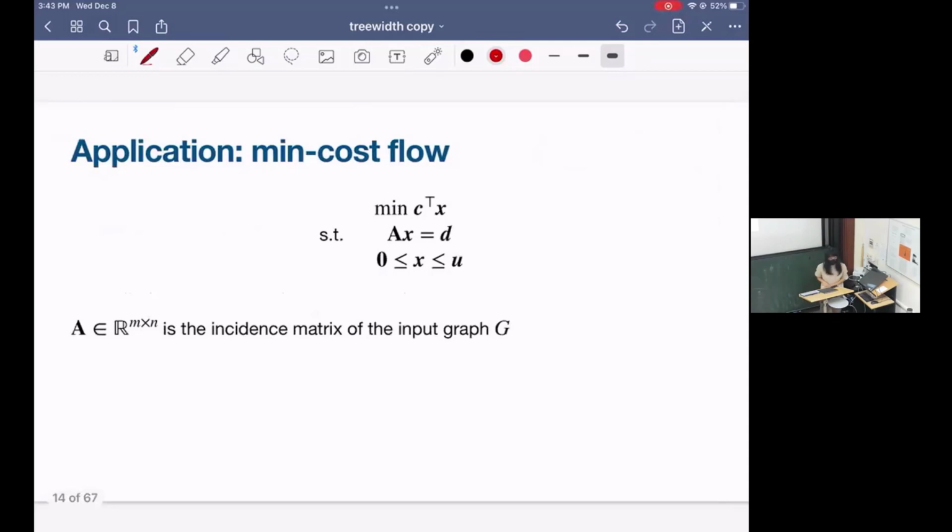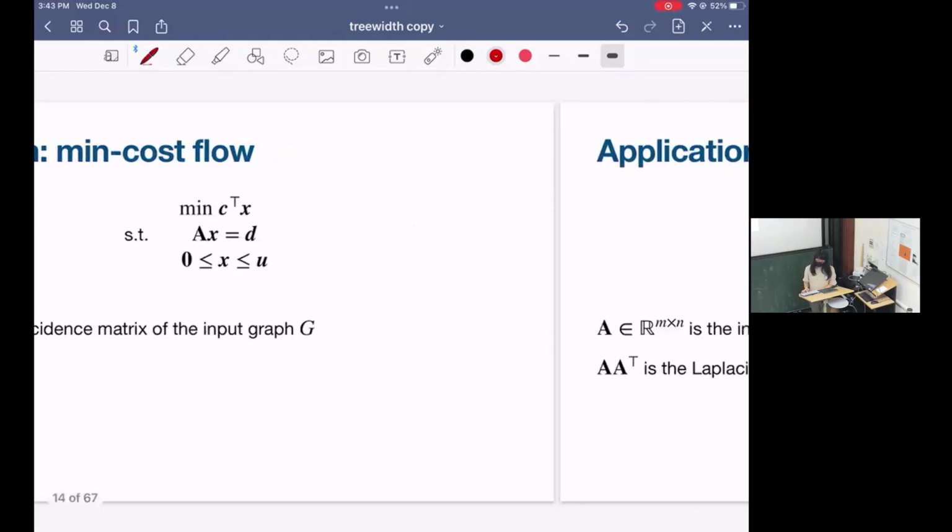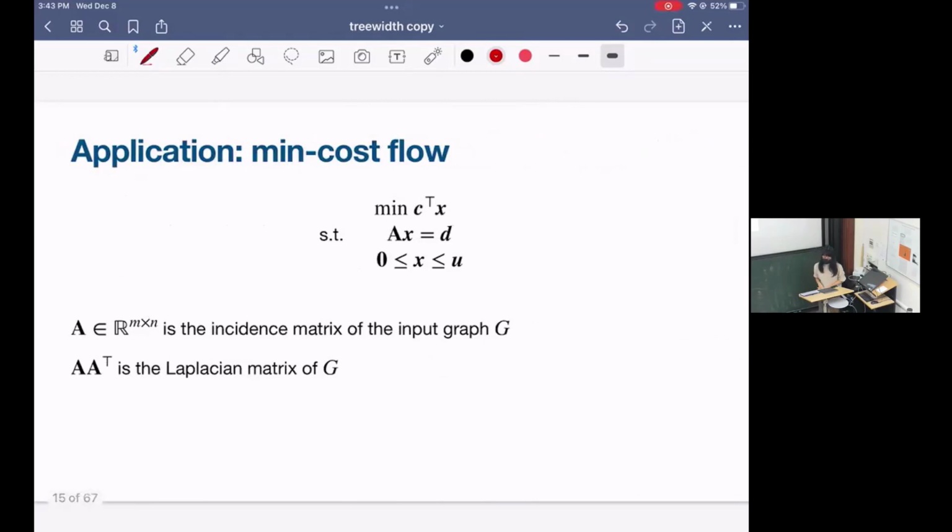Okay, so I'll just briefly mention one application, which is to the min-cost flow problem, which we can write in the following form, where A is going to be the incidence matrix of the input graph G. And if you actually remember how we defined our graph in order to define the Treewidth of the matrix A, the graph actually has the same adjacency pattern as the matrix A transpose. And here A transpose is the Laplacian. And in fact, we have that the Treewidth of A is equal to the Treewidth of the input graph. So this works out perfectly.